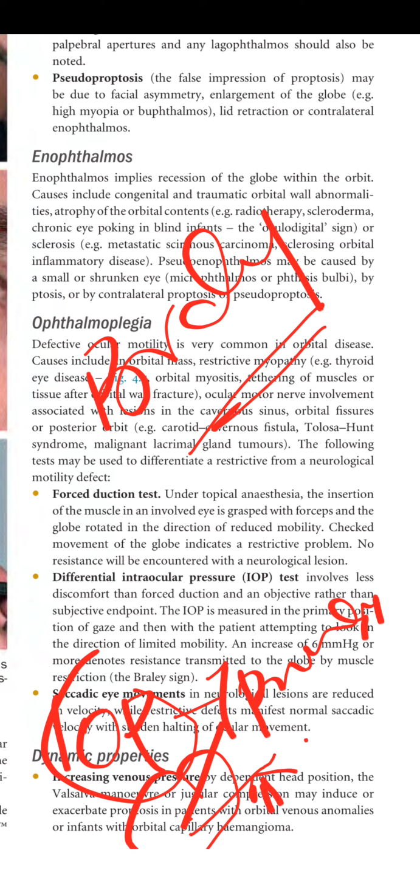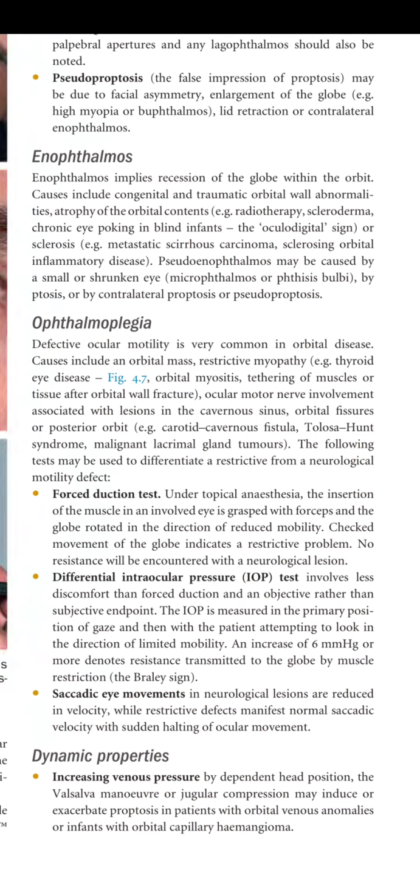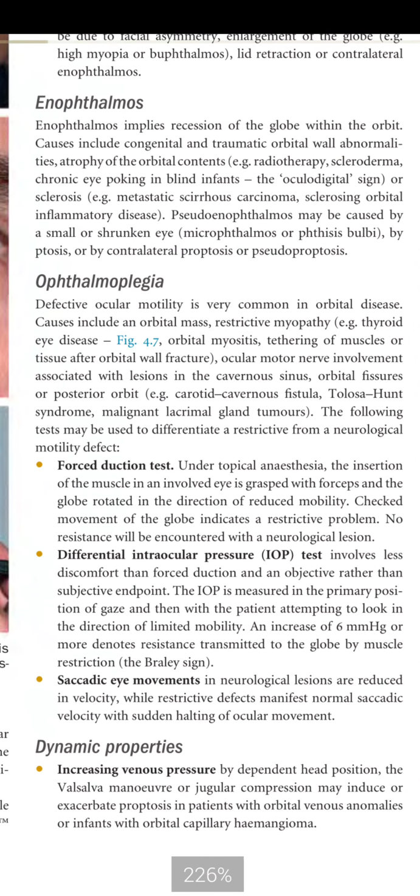restrictive portion. And then if you take the IOP again, if the difference is greater than 6 millimeter mercury, it is known as positive and it is a Braille sign. It means that there is a restriction. Differential IOP test involves less discomfort than forced duction and an objective rather than a subjective endpoint.